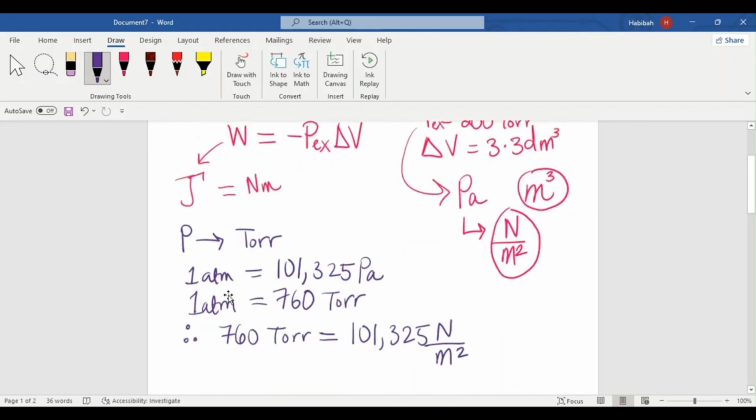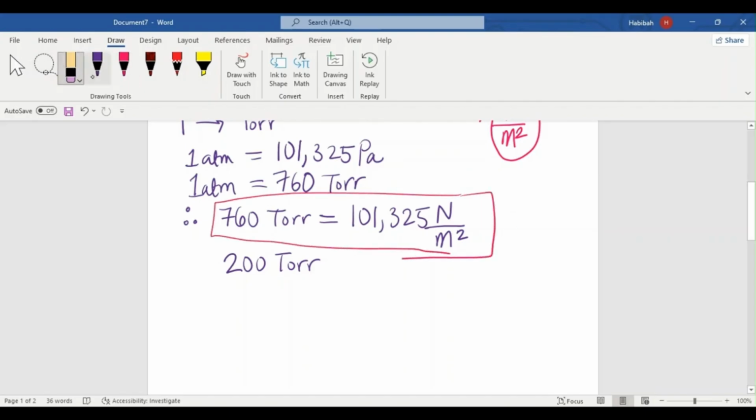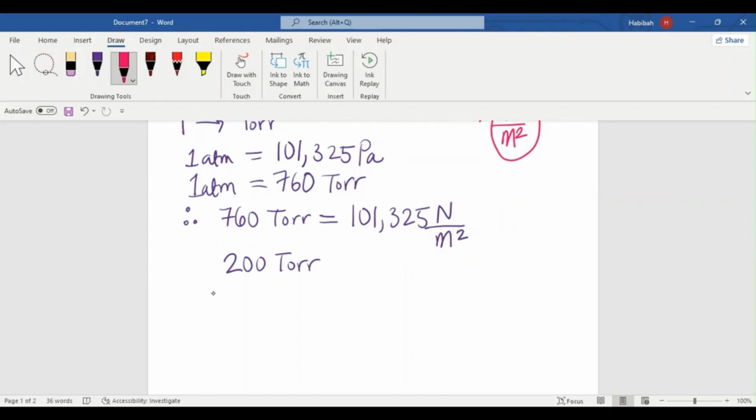But in our question, we're given 200 torr. So we're supposed to now find what 200 torr would give you, based on this fact that I am boxing right here. What is 200 torr going to give you? So of course we do dimensional analysis to solve this. If we're given 200 torr, we're going to put the torr at the bottom, because we're doing unit conversion using dimensional analysis.